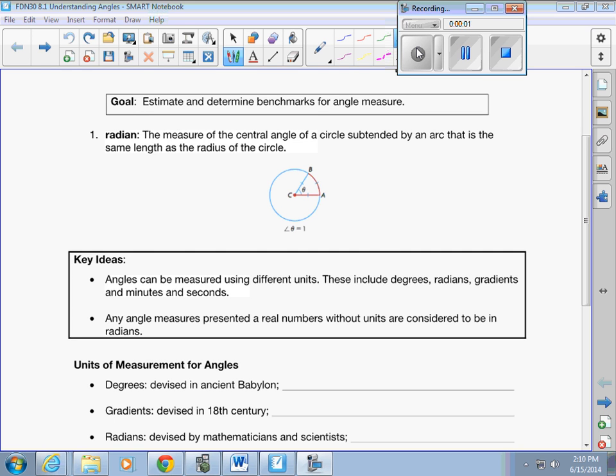Okay, chapter 8 is on sinusoidal functions, so looking at sine and cosine. I apologize in advance, I've got a little bit of laryngitis going on.